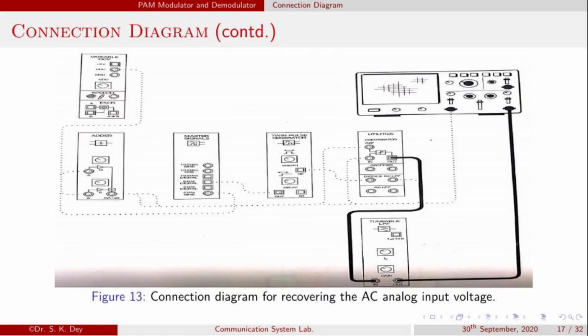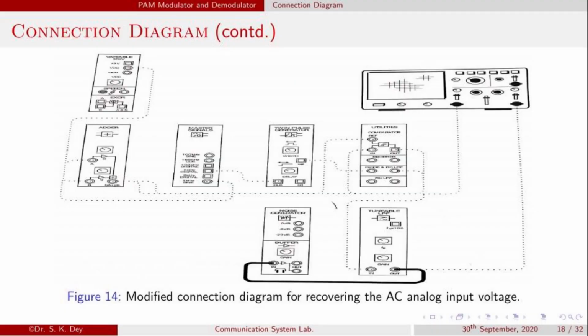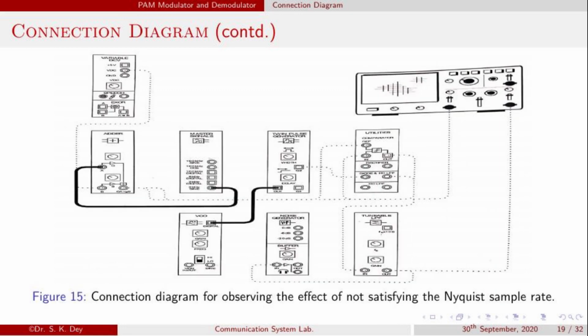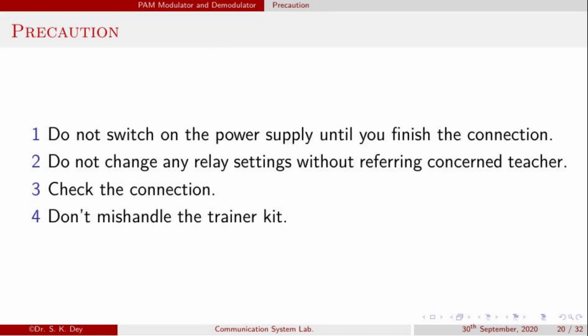This is the connection diagram for recovering the AC analog input signal from the PWM signal. This is the modified connection diagram for recovering the AC input signal. This is the connection diagram for observing the effect of not satisfying the Nyquist sample rate. These are the precautions we need to maintain during the lab.